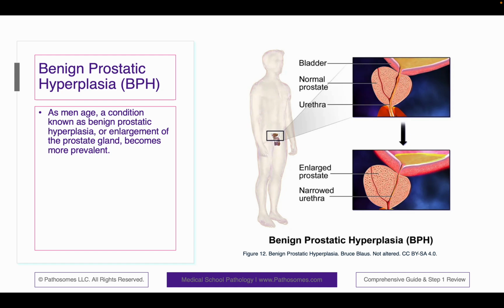Now, BPH, you'll see this a lot because as men age, a condition known as benign prostatic hyperplasia, or enlargement of the prostate gland, becomes more prevalent.